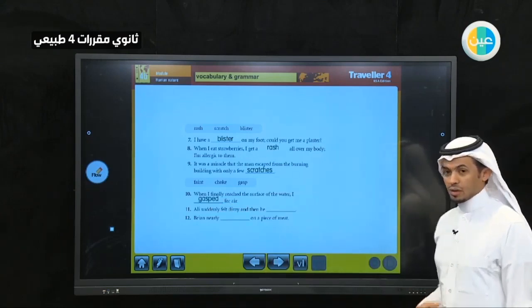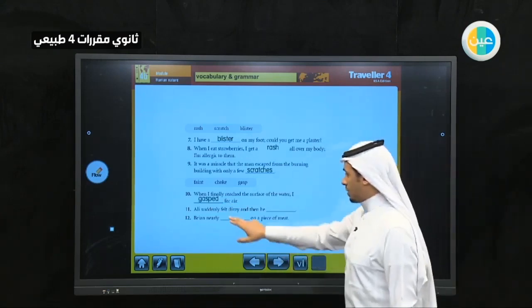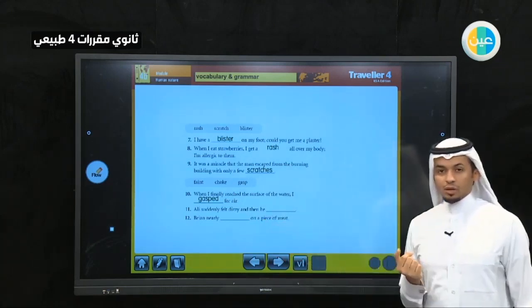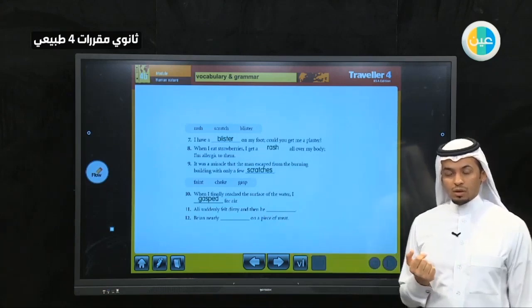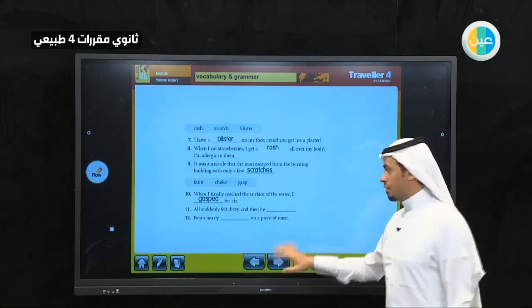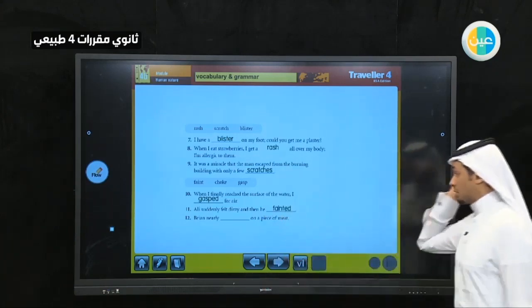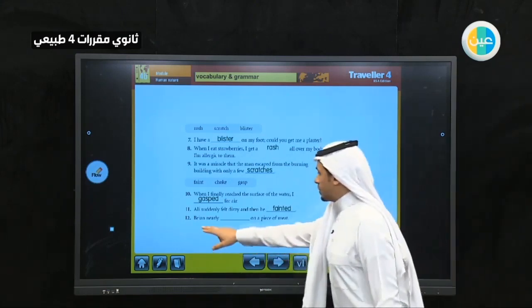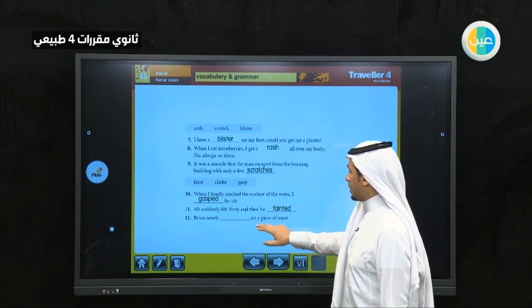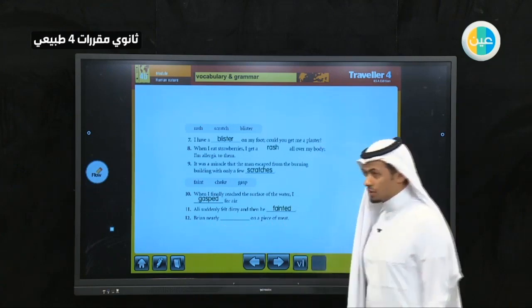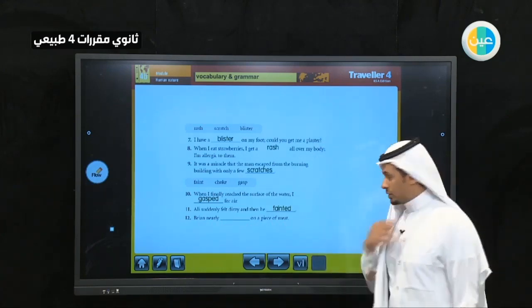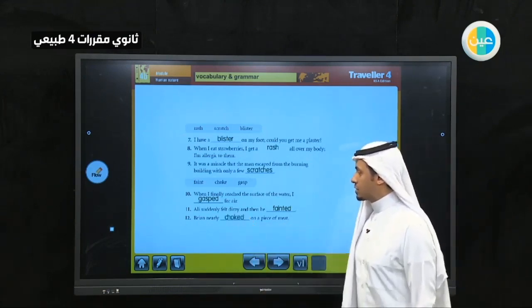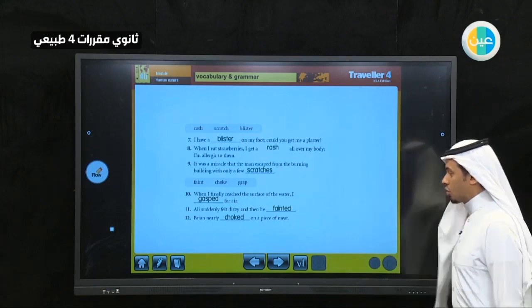Number 11. Ali suddenly felt dizzy, and then he didn't feel well, and that's why he fainted. Number 12. Brian nearly choked on a piece of meat. So he was eating meat, and that's what caused him choking. He choked.